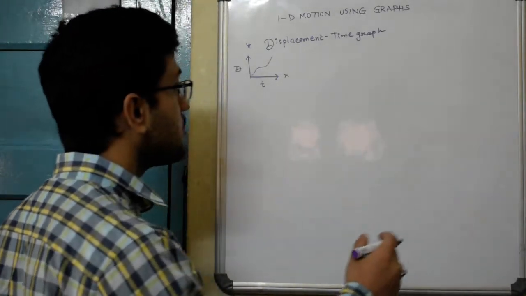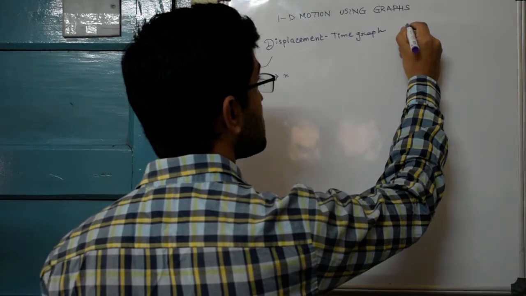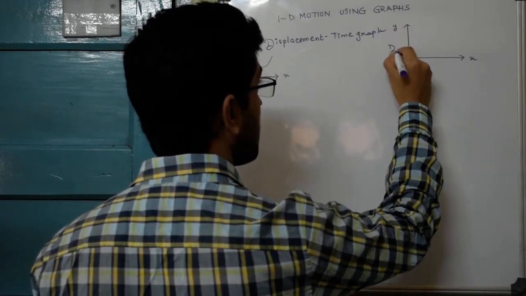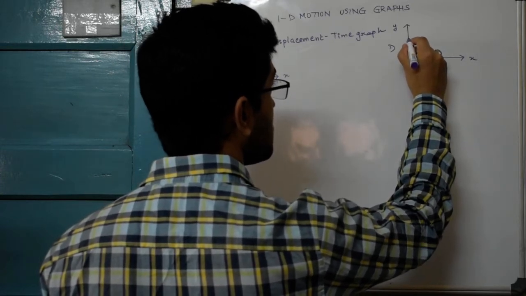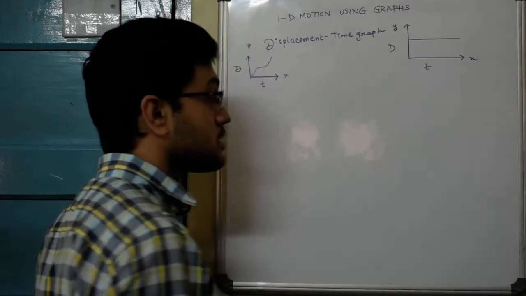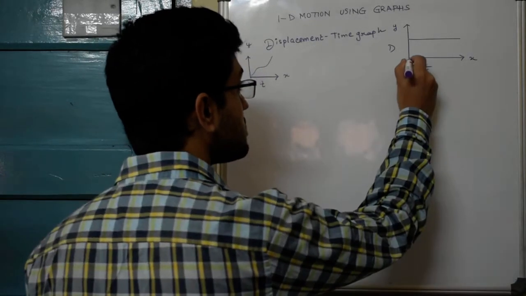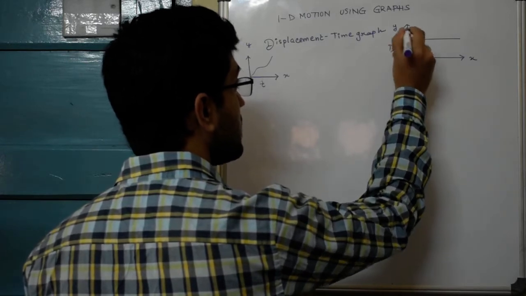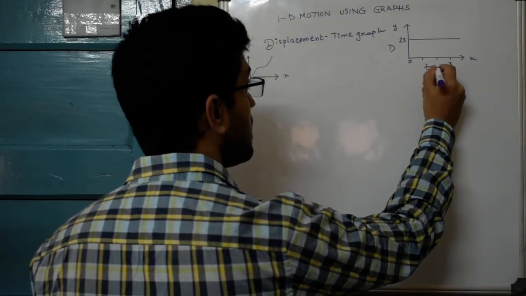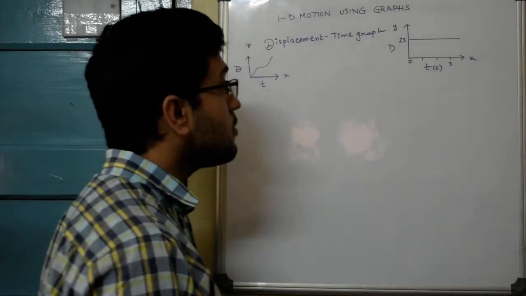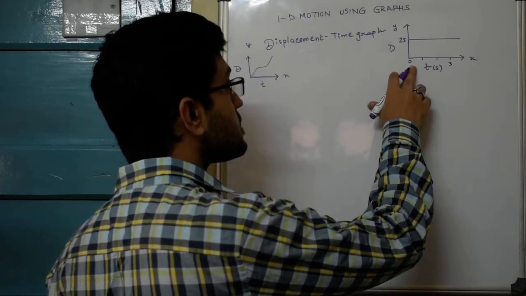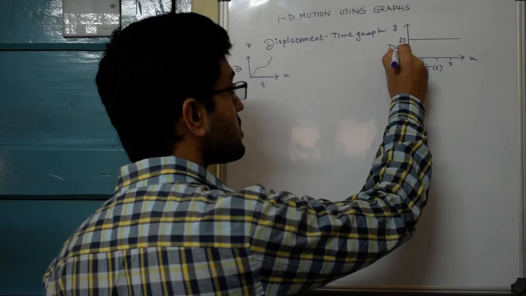So first of all, there are certain special types of graphs that you will see in your book. One is where in the displacement time graph you will find that the graph is a straight line parallel to the x-axis, or parallel to the time axis. So if this is 0 and say this value is 25, and the time is increasing in seconds, what is the information we can get from this graph? That at time 0 seconds the displacement was 25 meters.